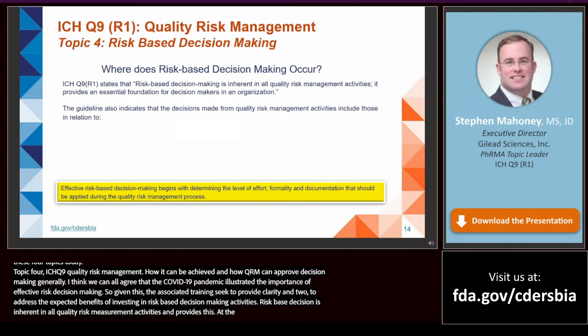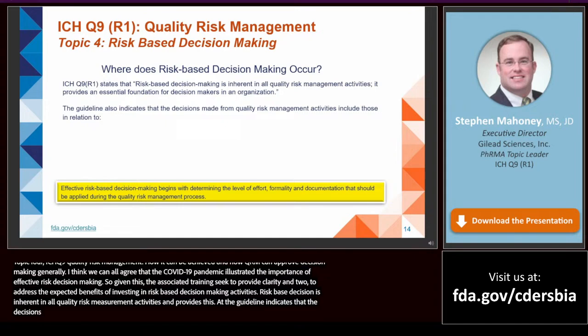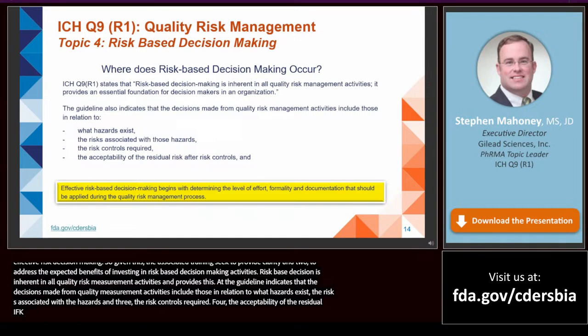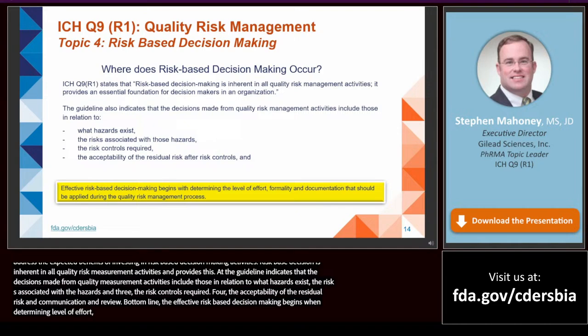The guideline also indicates that the decisions made from quality risk management activities include those in relation to 1, what hazards exist, 2, the risks associated with those hazards, 3, the risk controls required, 4, the acceptability of the residual risk after risk controls, and the communication and review of quality risk management activities and outputs. Bottom line, effective risk-based decision-making begins when determining the level of effort, formality, and documentation that should be applied during the quality risk management process.